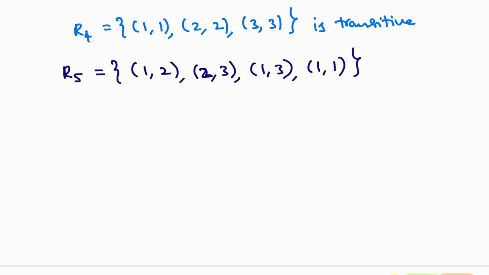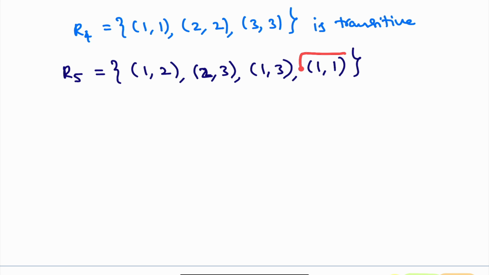Okay. Now come to the second ordered pair. This ends with 3. Is there any other ordered pair which starts with 3? No other ordered pair starts with 3. So we say that this ordered pair passes the transitive test. Now come to this. This ends with 3. Is there any other ordered pair that starts with 3? No. In this case, we say that this passes the transitive test.